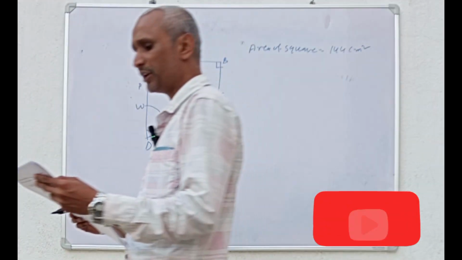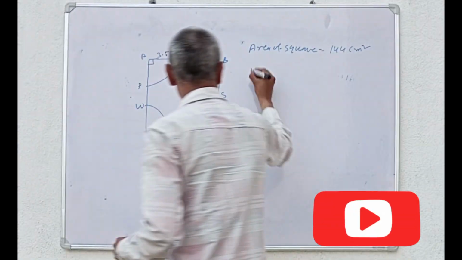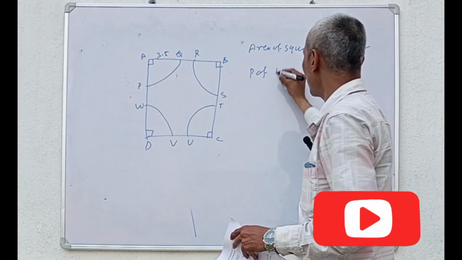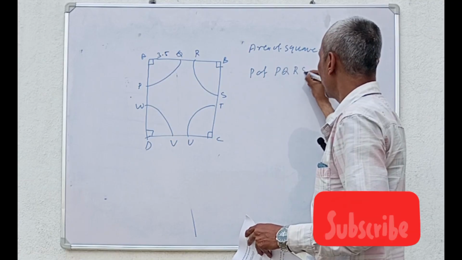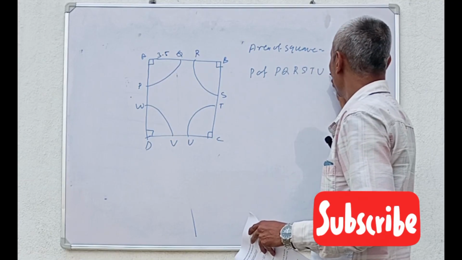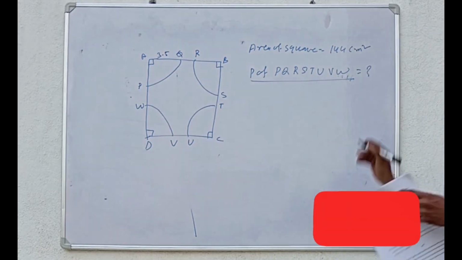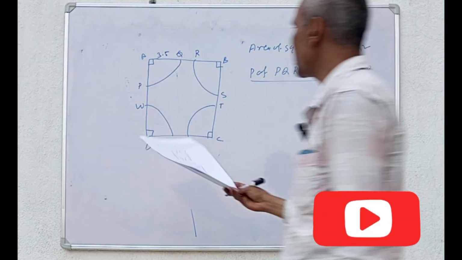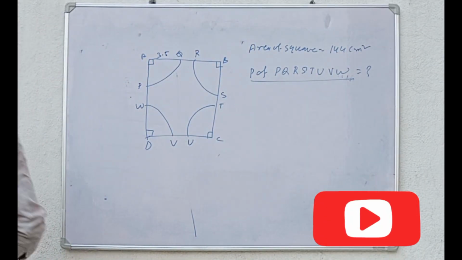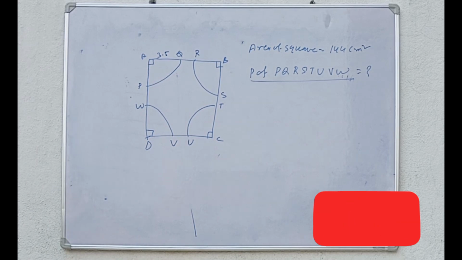Find the perimeter of P, Q, R, S, T, U, V, W. What do I have to find out? We have to find the perimeter of this figure. We are going to find it out. And the radius given is 3.5. How can we find that?